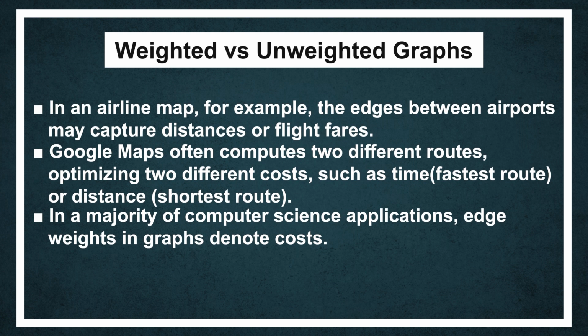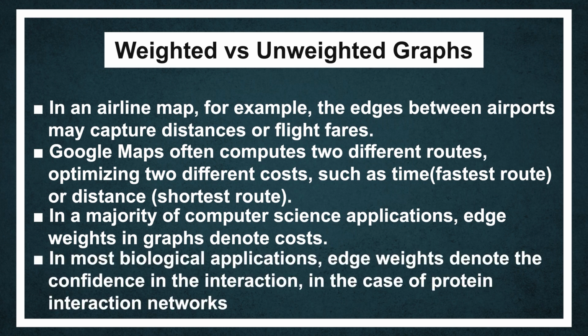In a majority of computer science applications, edge weights in a graph denote cost. In most biological applications, edge weights denote the confidence in the interaction, in the case of protein interaction networks, or similarity, in the case of co-expression networks.